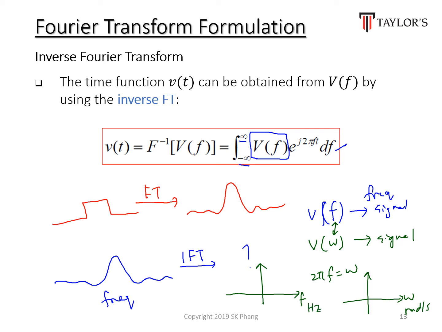And for these inverse formulas, you might sometimes also see this case, negative infinity to infinity, V(omega) e^(j omega t) d omega, which is also possible. It's the same. It's just that one is dealing in hertz and one is dealing in radians per second. They are exactly the same. Take note also that this formula is slightly different from the Fourier transform, in that there is no negative sign here. Remember, in the Fourier transform there is a negative sign at this point.